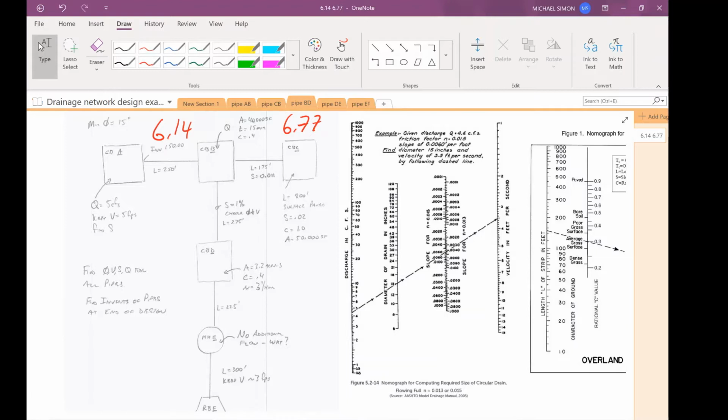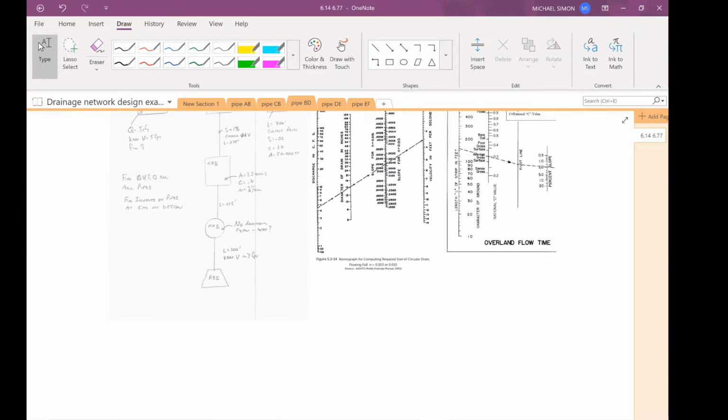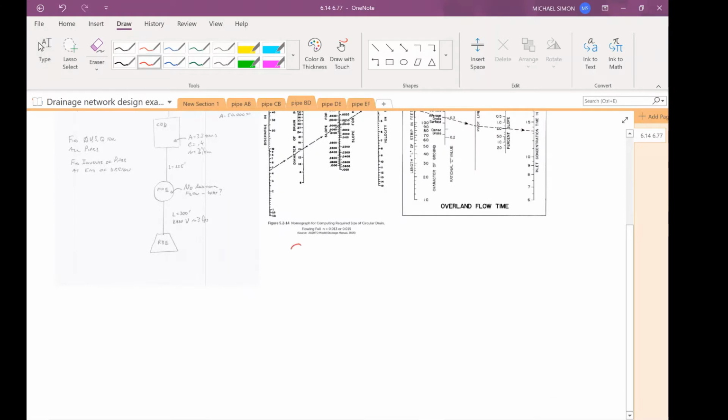So going into B, we have an area, a time of concentration, and a runoff coefficient. So we're going to use Q equals CIA to figure out how much water goes in there. So Q is equal to CIA. The intensity is 120 over T plus 20. We're given a time of 15 minutes.